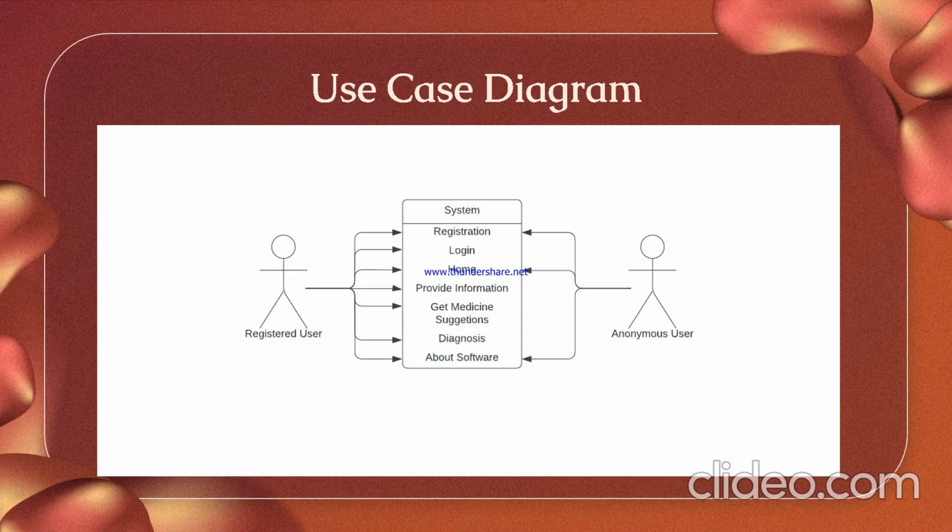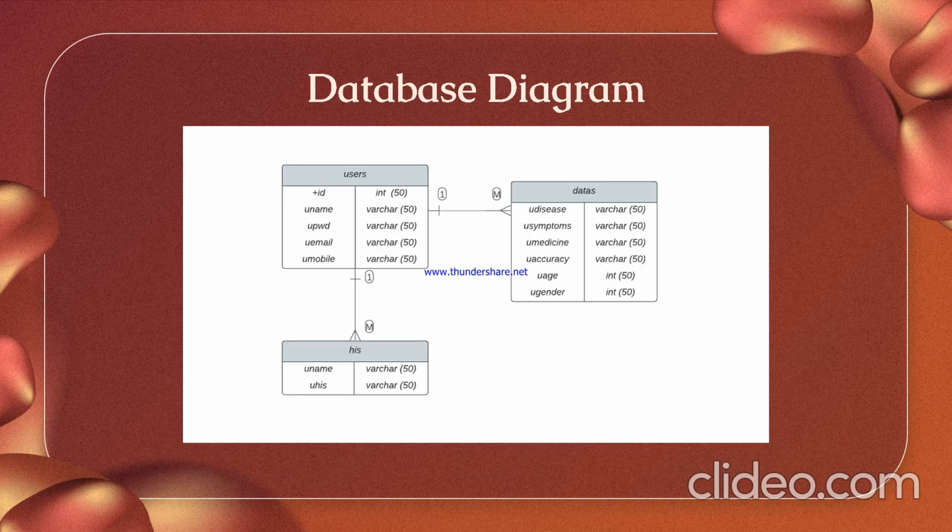So this is our use case diagram. A registered user can access in our system the features: registration, login, home, provide information, get medicine suggestion, diagnosis, and about the software. So the registered user can access all these, and an anonymous user can only access registration, login, home, and about software.